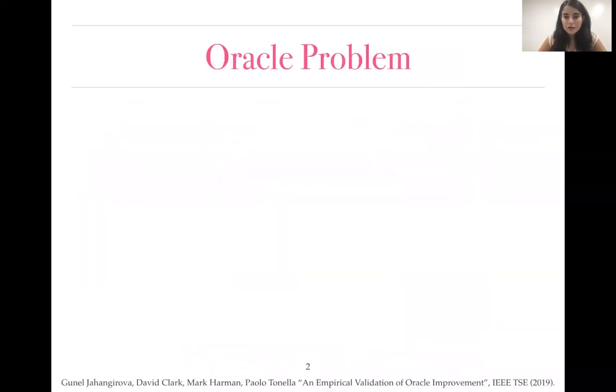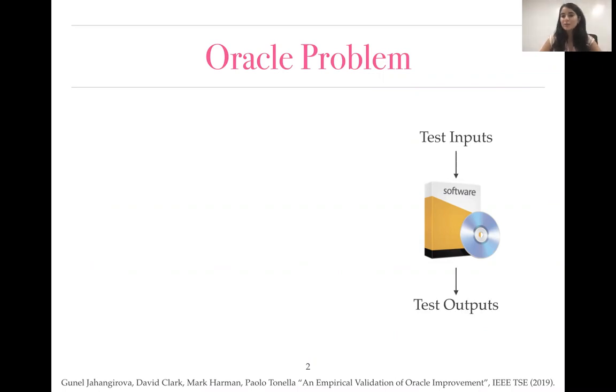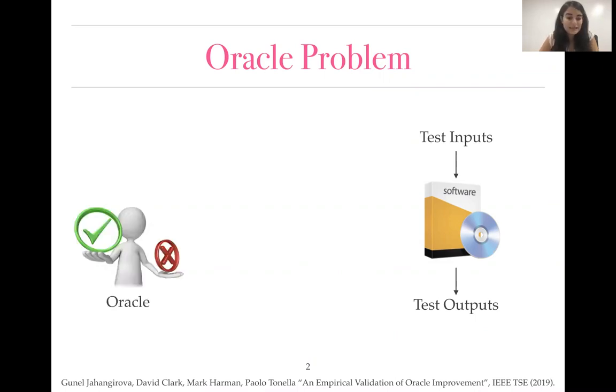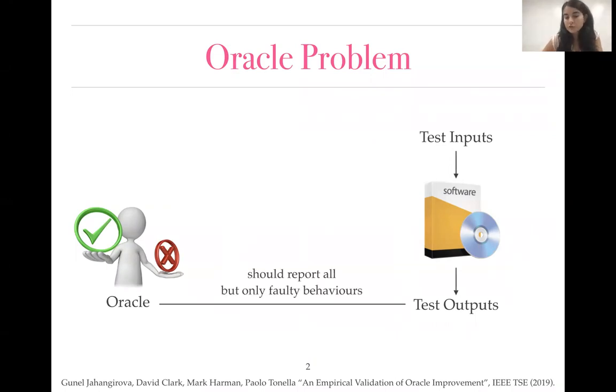So, the oracle problem. In a typical software testing scenario, we have a software and a test: we generate test inputs, we execute them over the software, and we get test outputs. At this point, we need a mechanism that will tell us whether these test outputs are correct or incorrect, and this mechanism is called an oracle. When evaluating the correctness of test outputs, an oracle should report all faulty behaviors, but only faulty behaviors.